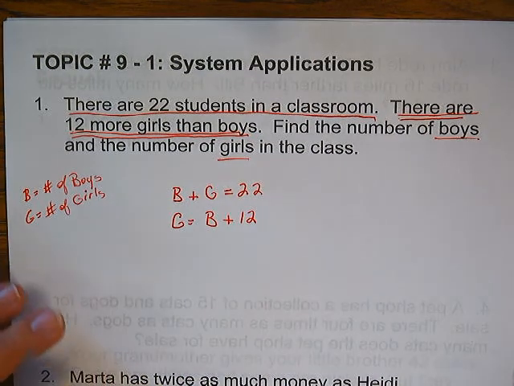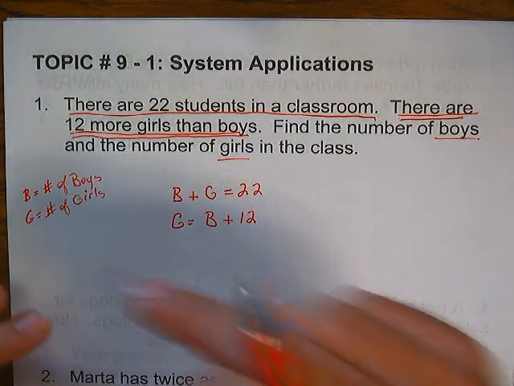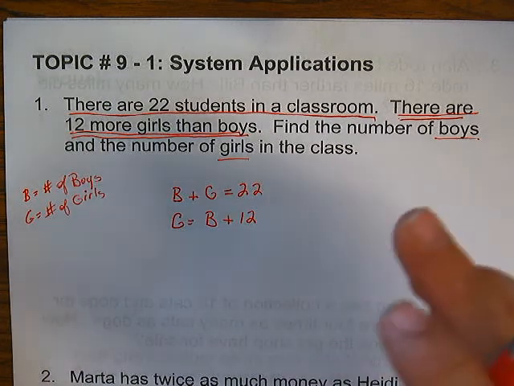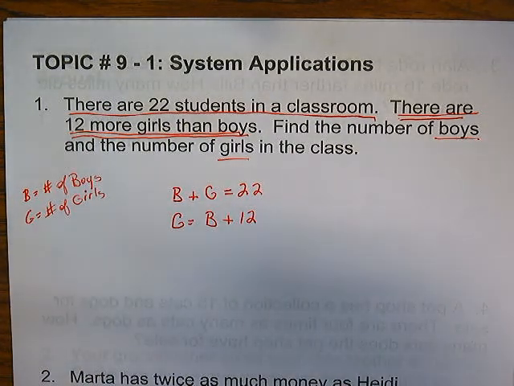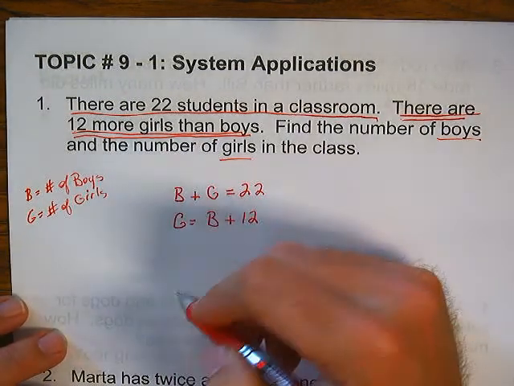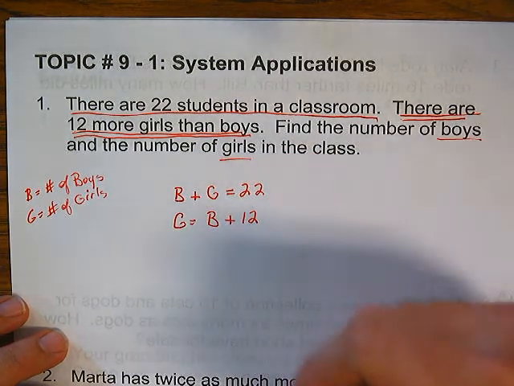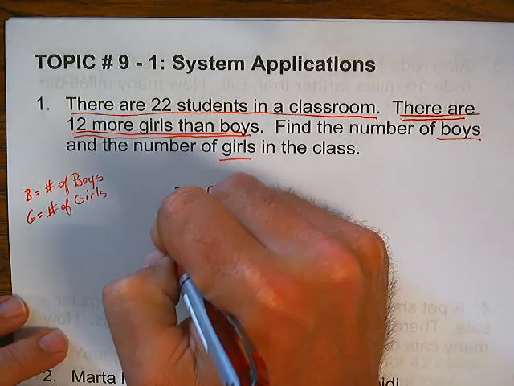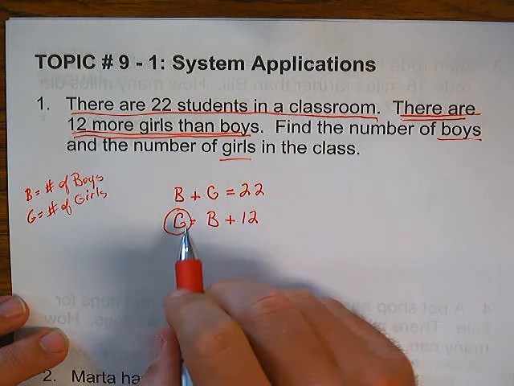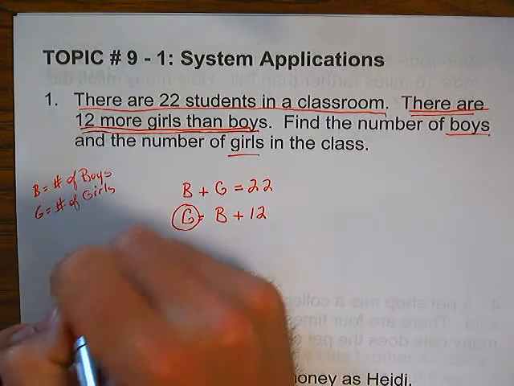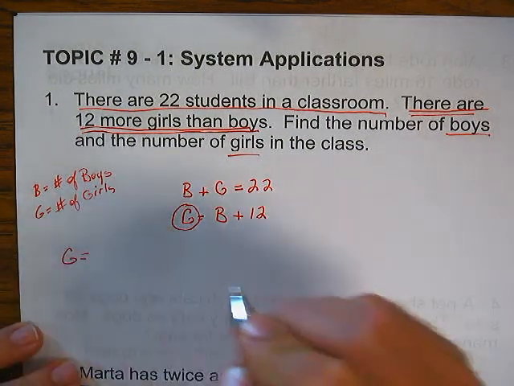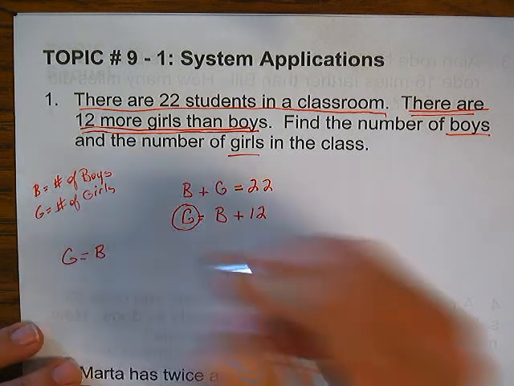Okay, now, as we look at these, we have our system. Now we have to decide how we're going to solve it. Are we going to solve it by elimination or substitution? I'm going to choose substitution, number one, because my variables and everything aren't lined up correctly, and it's already solved for a single variable. I have a G by itself. So that's the first step of substitution, solve for a single variable.